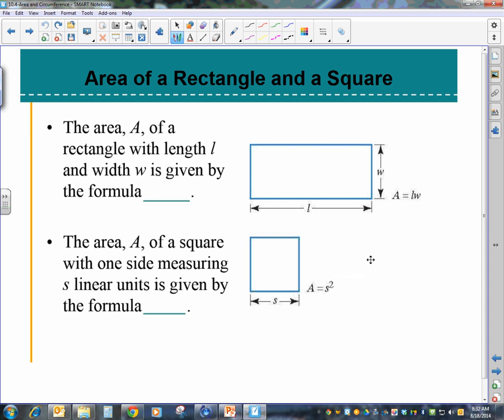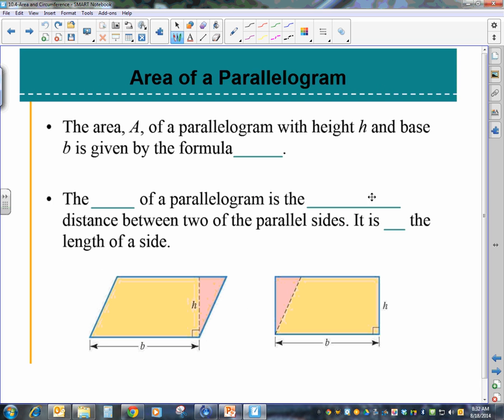So to refresh your memory, area of a rectangle is length times width. The area of a square is the side squared because all four sides are the same with a square. The area of a parallelogram is base times height. Now remember that the height of a parallelogram is the perpendicular distance between the two parallel sides. It is not the length of a side.